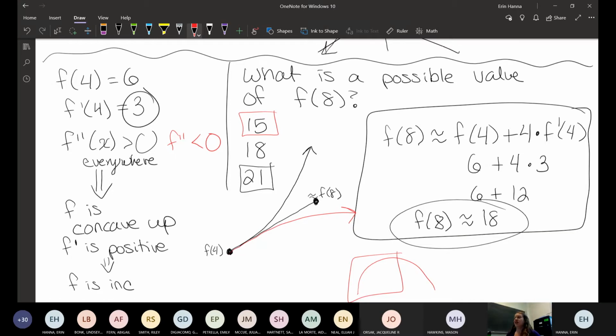Questions, concerns on that? That's a really good question. I really like that question, and it pops up on your homework. So now it should at least be familiar. Wait a couple seconds just in case.